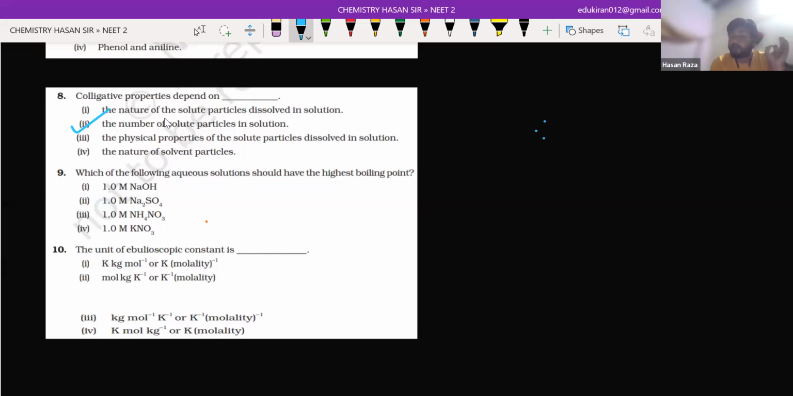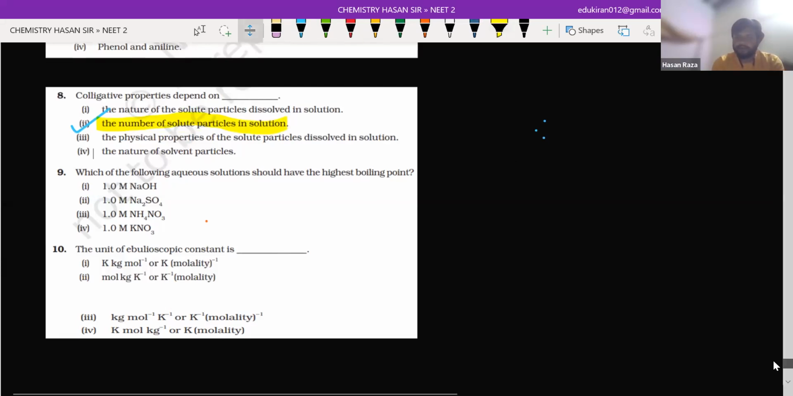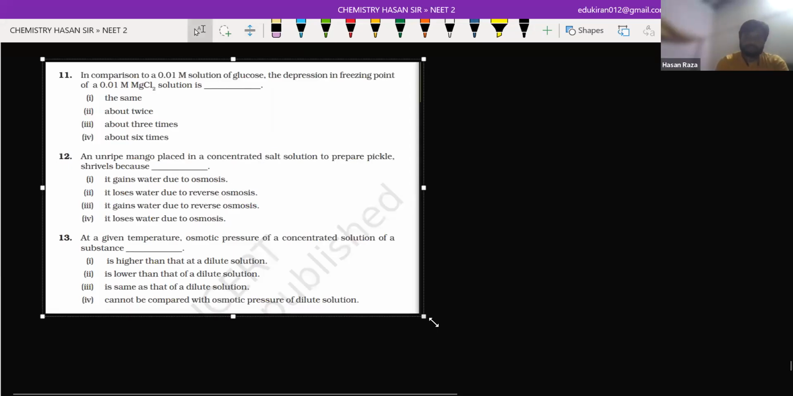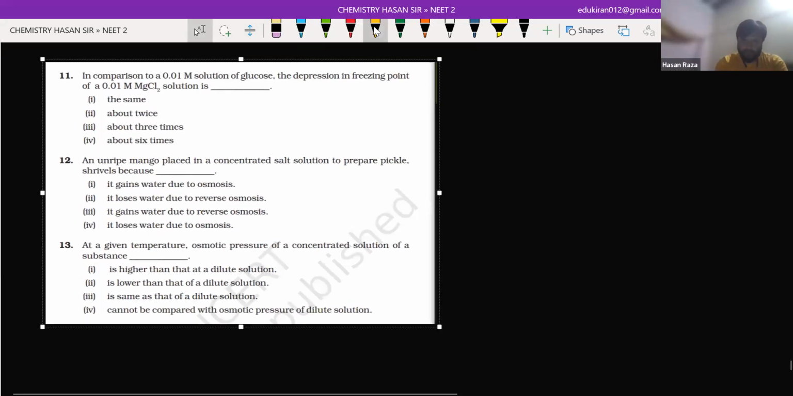Colligative properties do not depend upon the nature of solute particles dissolved in the solution. It depends upon the nature of solute particles present in the solution. Are you getting my point? Yes, sir. So this is the right answer. And the remaining answers for 9 and 10 are correct. Moving to the next. Go for this. It's good that you are able to solve almost all the questions.